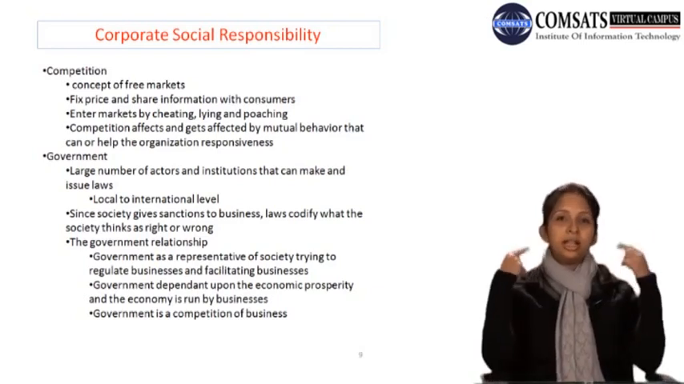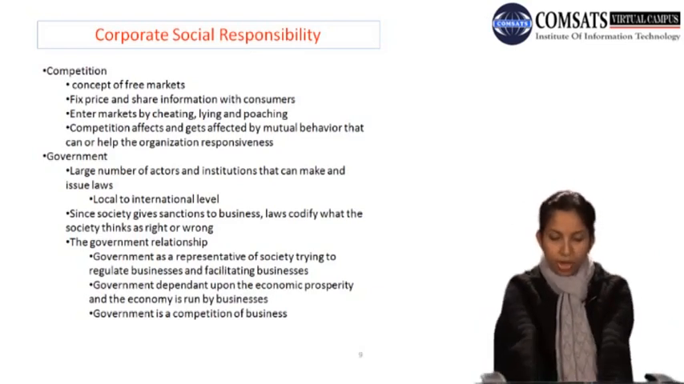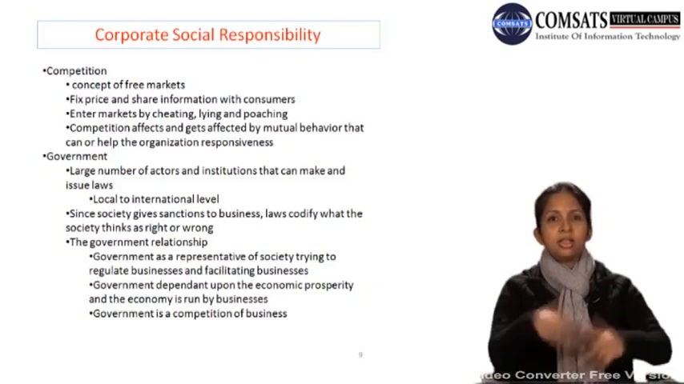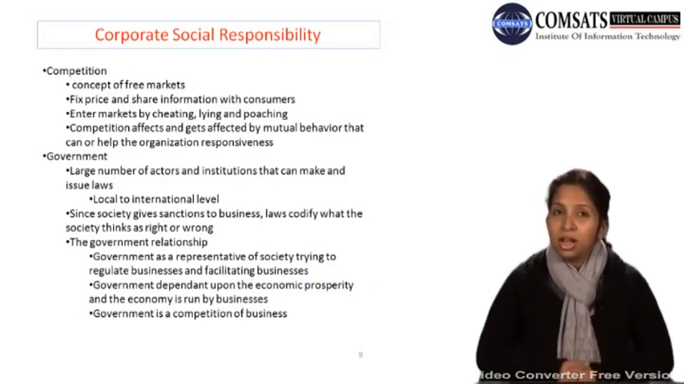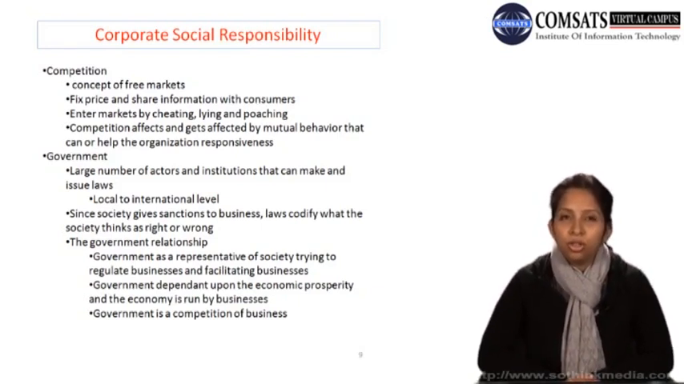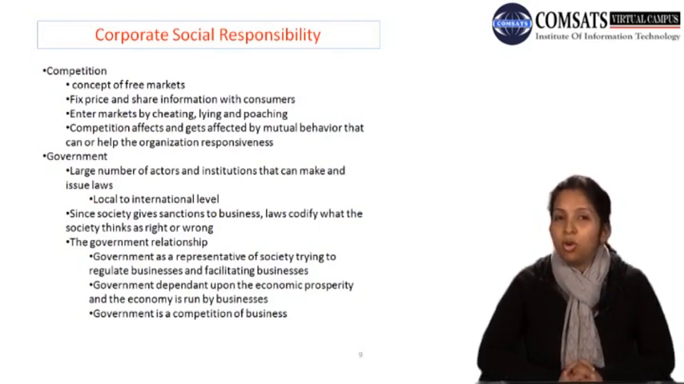Because agar positive or healthy competition hoga, for example, agar aap school ki baat kare, universities ki baat kare, colleges ki baat kare, you're in the classroom and there are 10 other people sitting with you. If there is healthy competition between students, then that healthy competition is going to result in motivation for everybody, whereby everybody is going to give his or her best ki ji zyada se zyada marks liye jaye. On the other hand, agar usi same class mein unhealthy competition hai, then that unhealthy competition is going to result in lying. Log cheating bhi karenge, log jhoot bhi bolenge, aur log by hook or by crook apna kaam karwana chahenge. So the same thing happens in a corporate world as well.